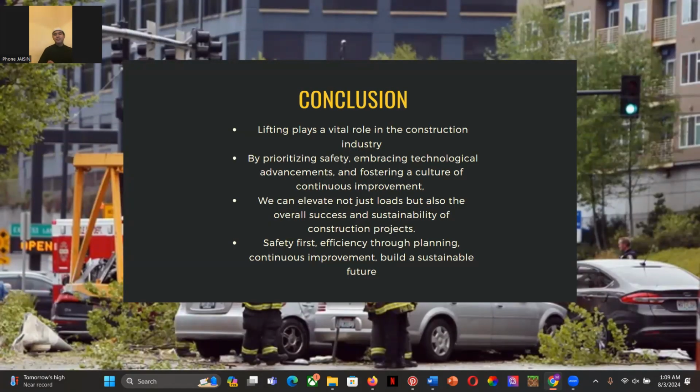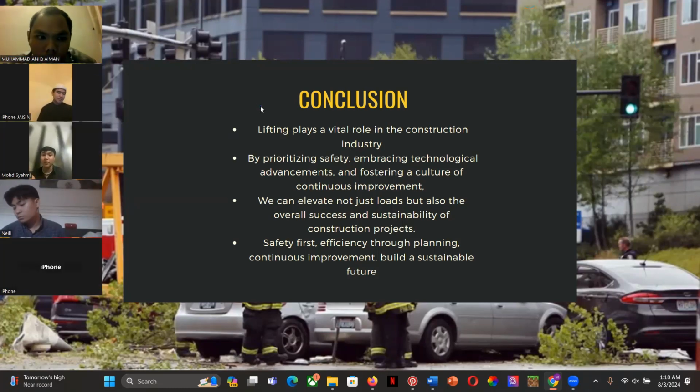Thank you, JC, for explaining the Factories and Machinery Act. We have to sum it up for the conclusion. In conclusion, we know that lifting plays a vital role in the construction industry. By prioritizing safety in each operation, we need to ensure safety is number one, so that we can avoid or prevent accidents from happening, like just now, I showed you in the analysis of the crane collapse event.